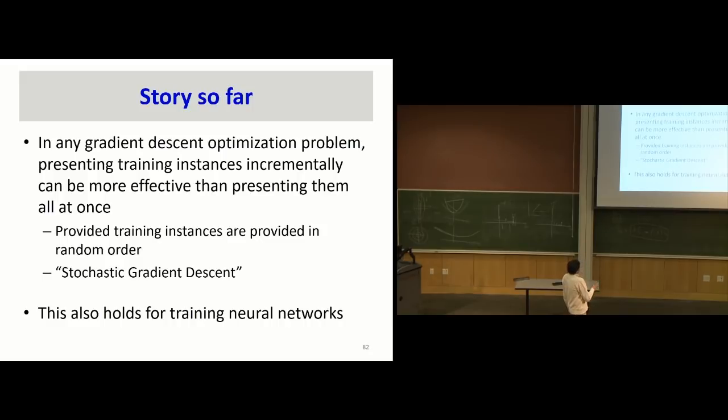So here is the story so far. In any gradient descent optimization problem, presenting training instances incrementally can be more effective than presenting them all at once, provided the training instances are presented in random order. And because they are being presented in random order, this is why we call it stochastic gradient descent. Exactly how this is implemented, the pseudocode is a few slides down. And this is for generic optimization of any function, so it clearly also holds for neural networks, right?